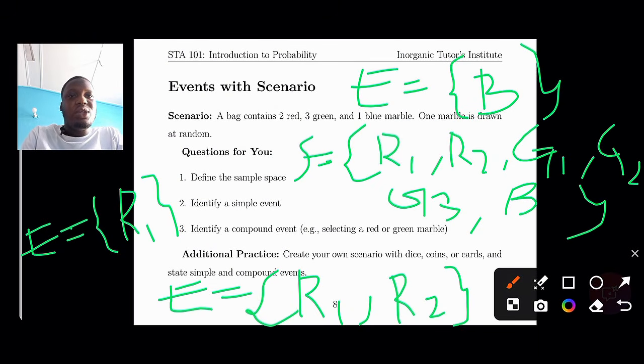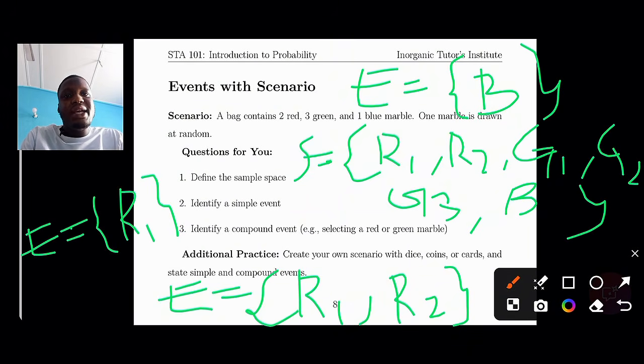Okay, sure. So let me take it again. A bag contains 2 red, 3 green, and 1 blue marble. So we have to define a sample space. The sample space is each of the marbles in there. They are all capable of being selected. So the sample space is R1, R2, G1, G2, G3, and B.